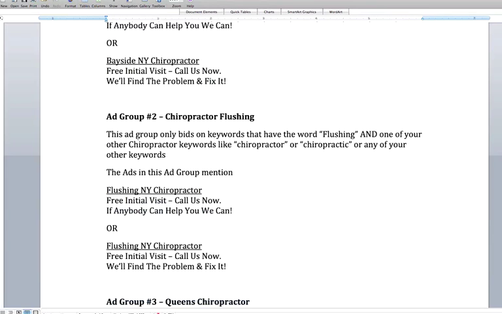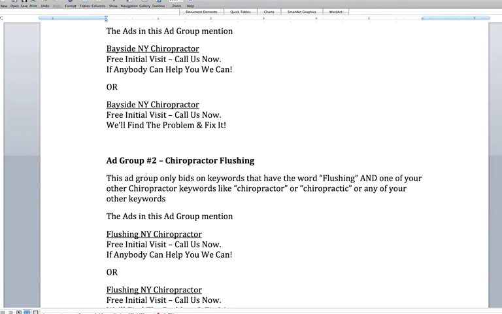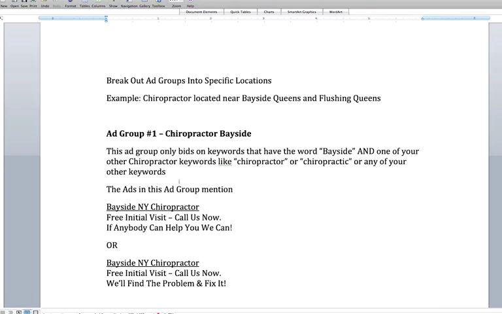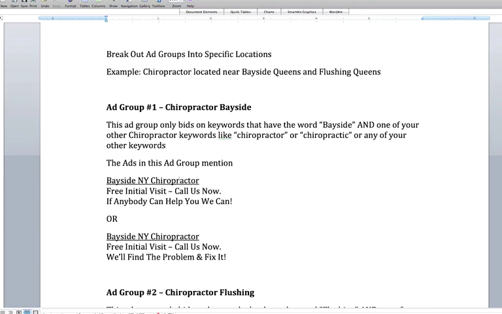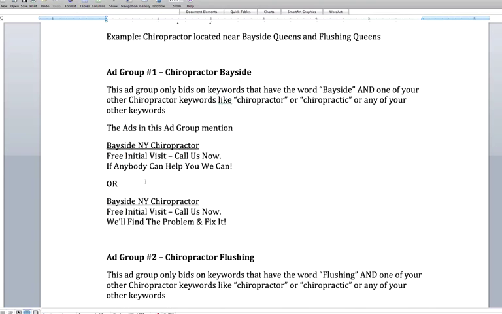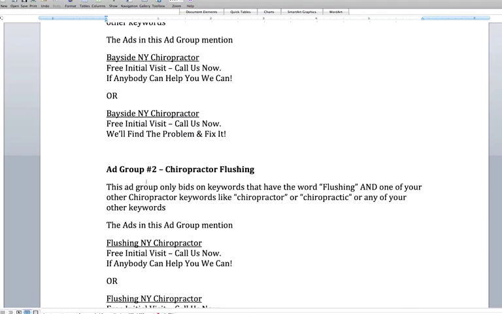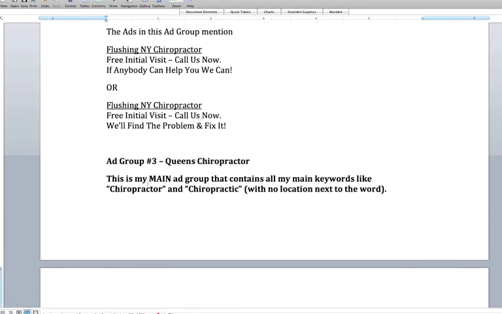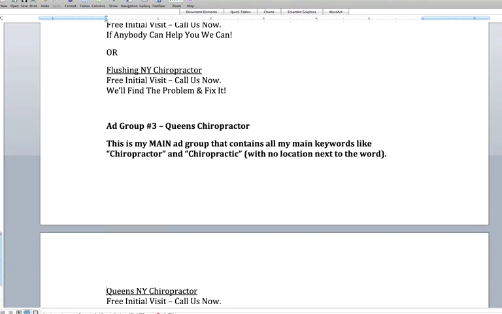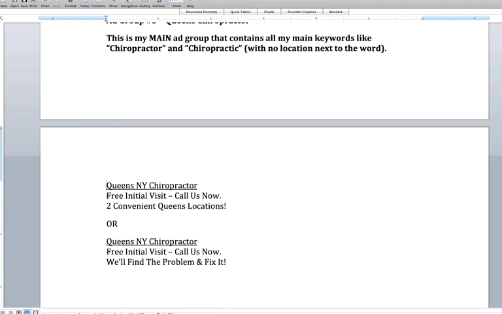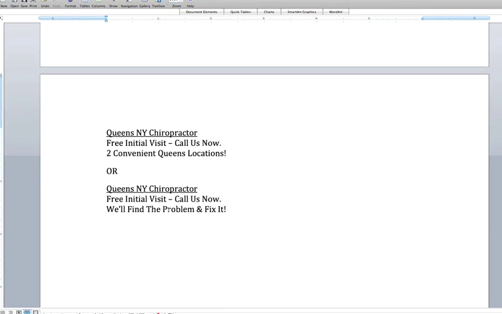So these are going to be small targeted ones where only people from Flushing are typing in those ones. So you might not even get very much volume on the Flushing or Bayside one, but the volume that you do get, the people who do type that in and find these specific ads, you're going to have a very high click-through rate and get a large number of leads from that. And then the main keyword group, just having the word chiropractor, chiropractic by itself, would just pop up your general Queens ad, and again, 2 convenient locations if you have them or something like that.